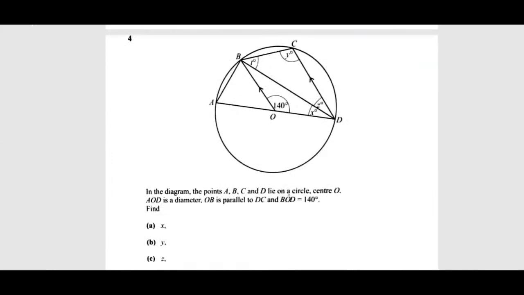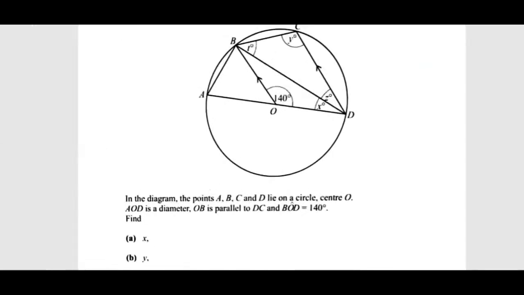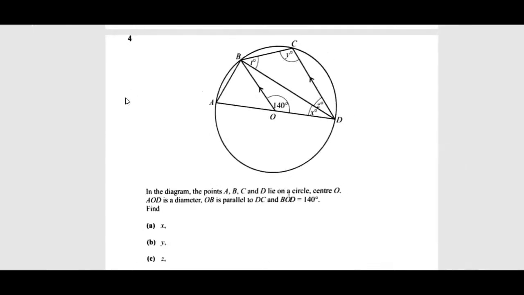Okay, now we discussed this type of a thing yesterday as well. Okay, so we need to find X, Y, and Z, and we know that in this diagram, ABCD lie on a circle, center is O, AOD is the diameter, OB is parallel to DC.